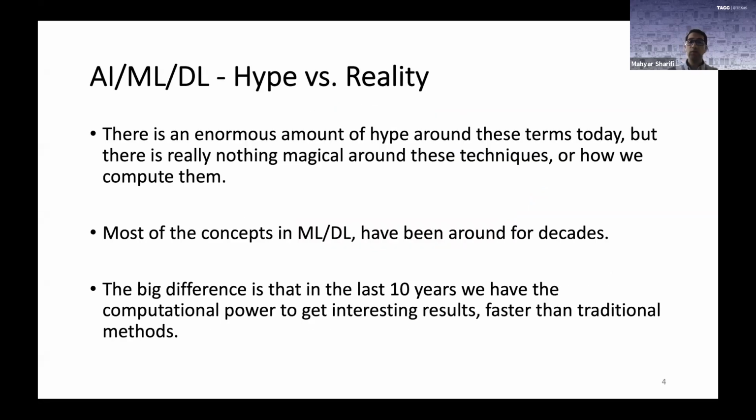There is an enormous amount of hype around these terms these days, but really there is essentially nothing magical about these techniques and how we actually compute them. Most of these concepts in machine learning and in neural networks have been around for decades. However, the big difference is that during the past 10 years, we now have the computation power to get something interesting from these results in comparison to the old days.